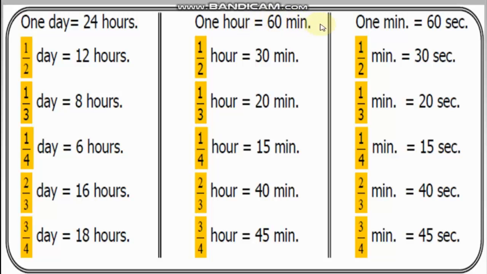1 hour equals 60 minutes, and 1 minute equals 60 seconds. Half hour equals 30 minutes, and half a minute equals 30 seconds. Third hour equals 20 minutes, and third minute equals 20 seconds. Quarter hour equals 15 minutes, and quarter minute equals 15 seconds. 2/3 hour equals 40 minutes, and 2/3 minute equals 40 seconds. 3/4 hour equals 45 minutes, and 3/4 minute equals 45 seconds.